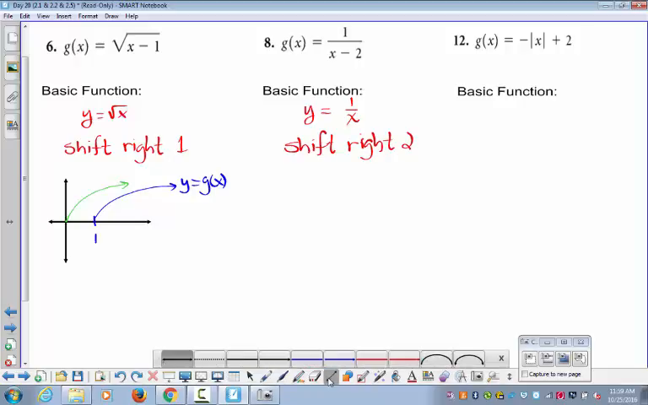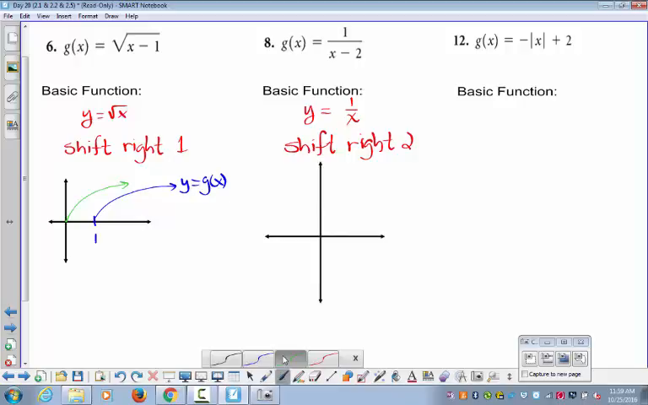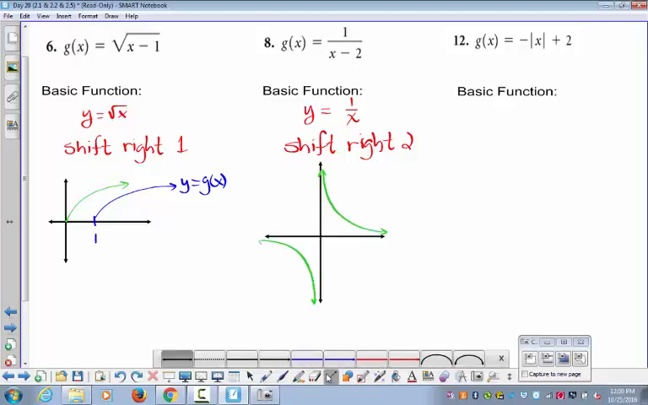So we go to our graph. And 1 over x is the reciprocal function. It looks like this. It's a hyperbola. And recall that there are asymptotes for this hyperbola. Technically, it's a rotated hyperbola.